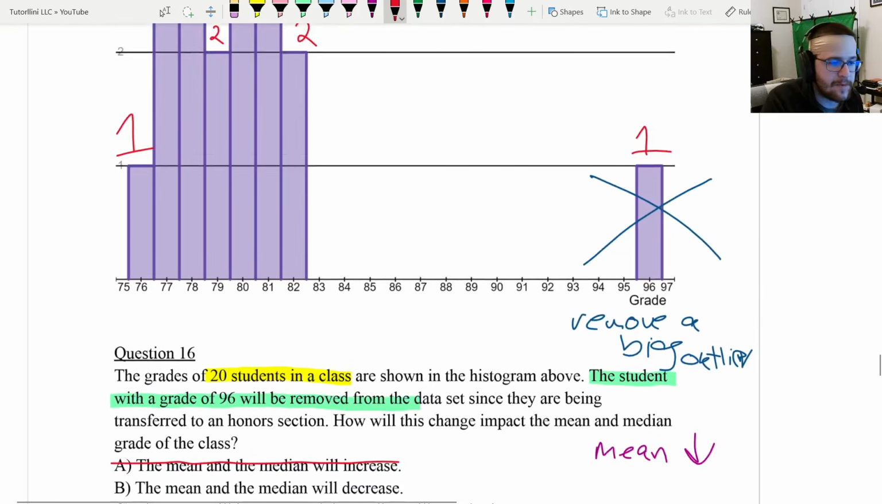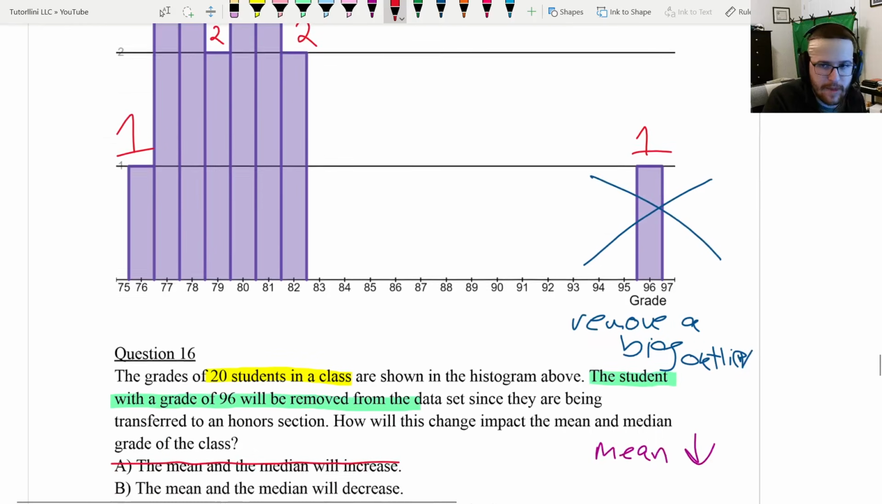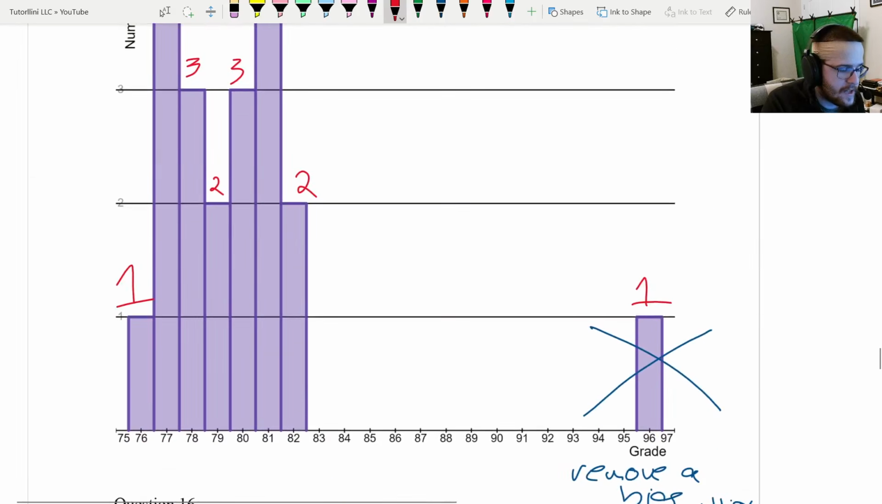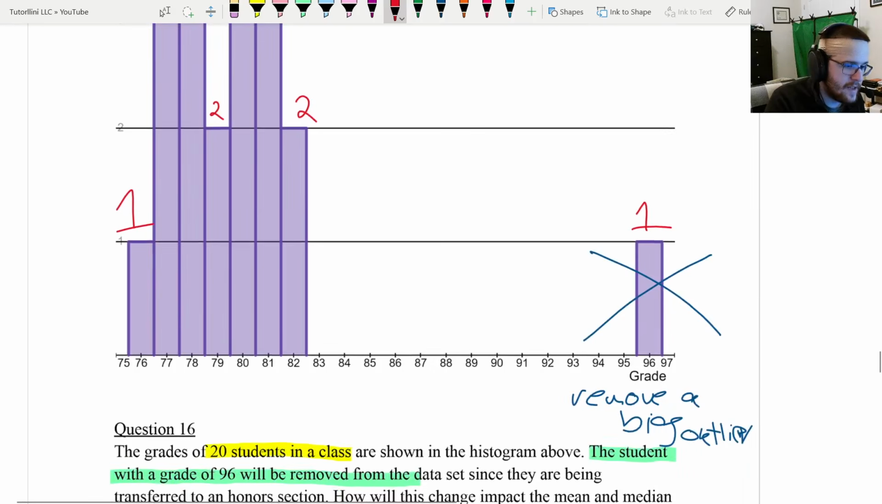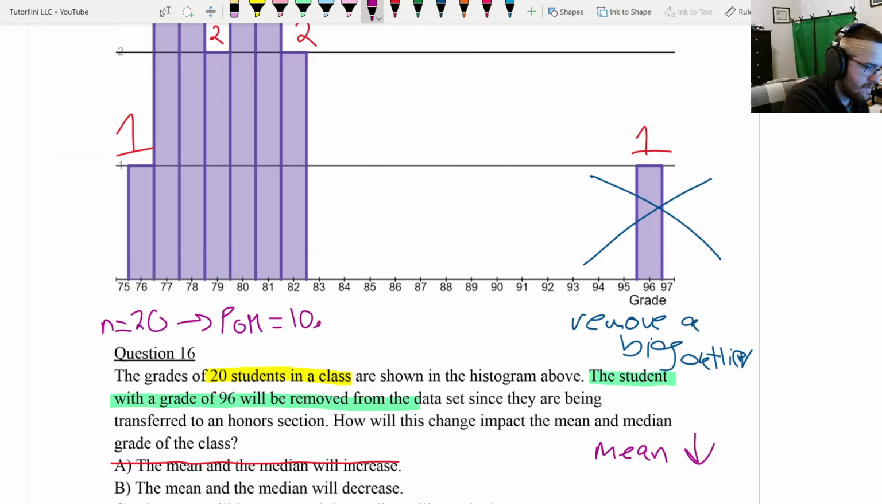For the median, remember, guys, we can't just use intuition. We have to check it, because sometimes it will stay the same, and sometimes it will just barely slightly change. So we're going to first calculate it, including that guy on the right. So we're going to do it with n equals 20. And if I do that, I get a position of the median is (20 plus 1) over 2, which is 10.5. So we have to find the average of the 10th and the 11th.